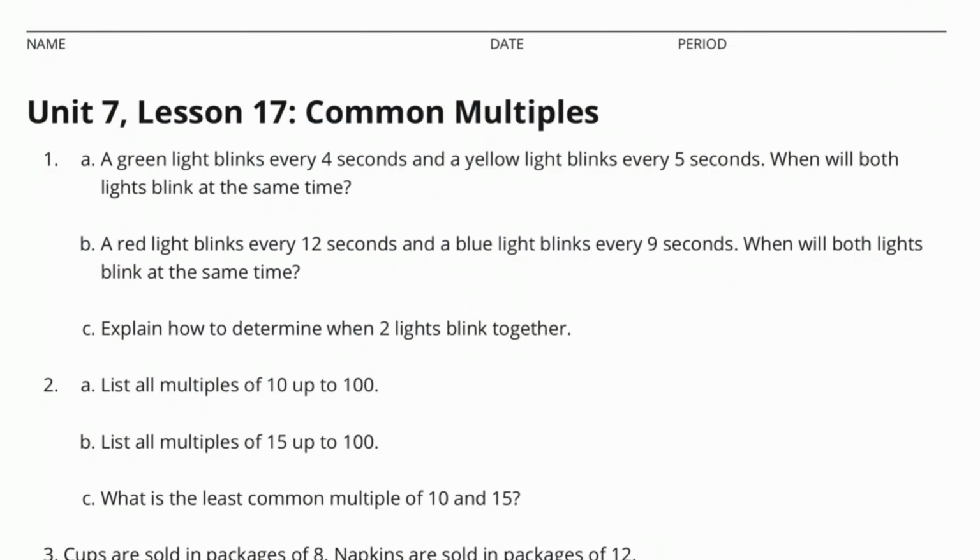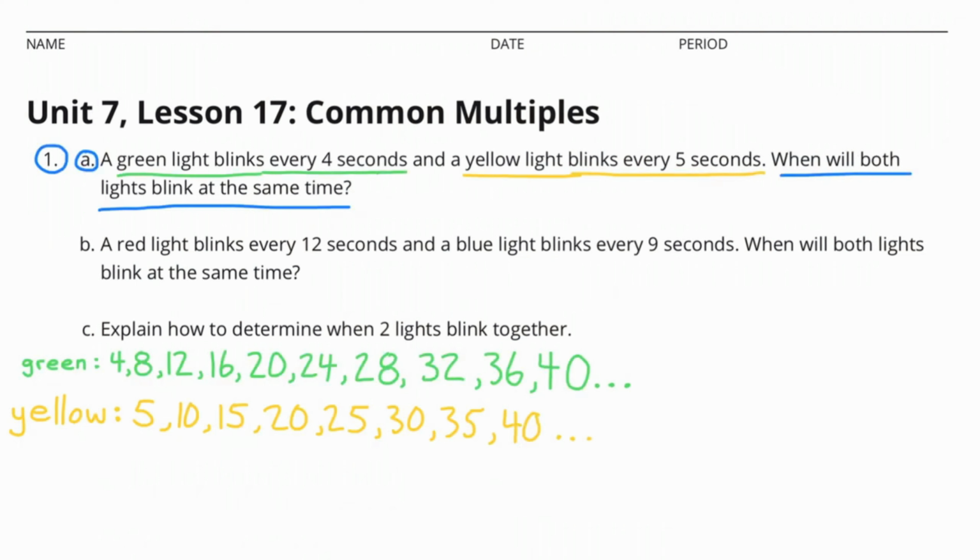Unit 7, Lesson 17, Common Multiples. Number 1A. A green light blinks every 4 seconds, and a yellow light blinks every 5 seconds. When will both lights blink at the same time?